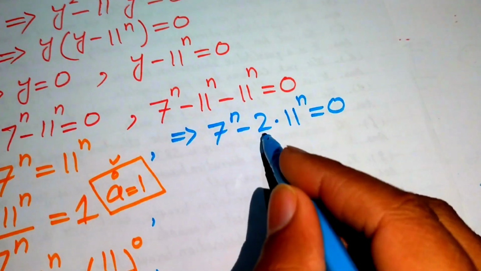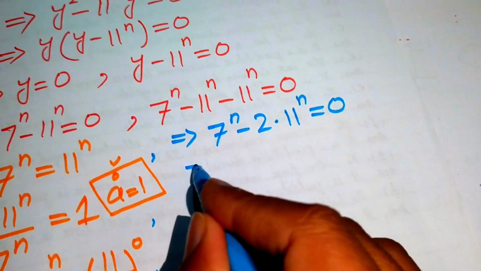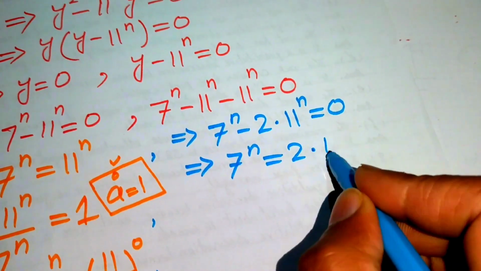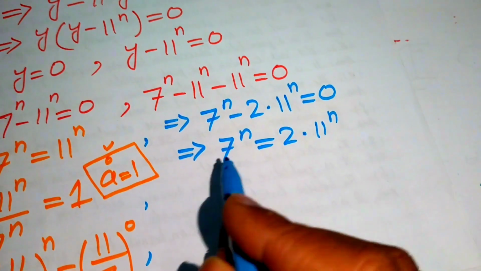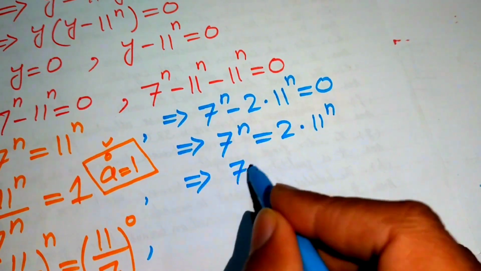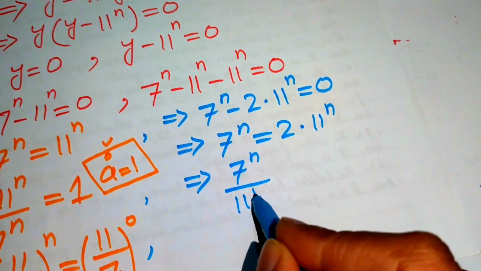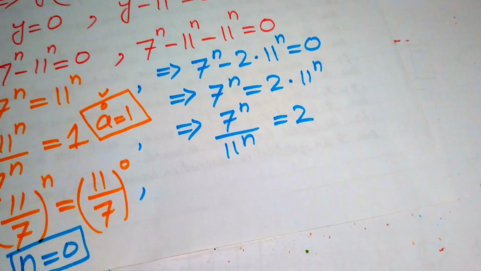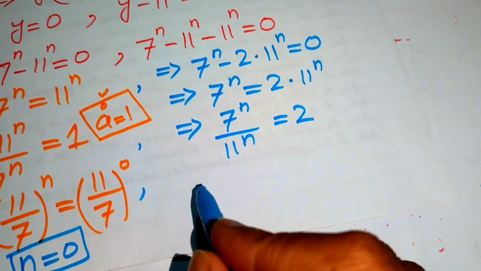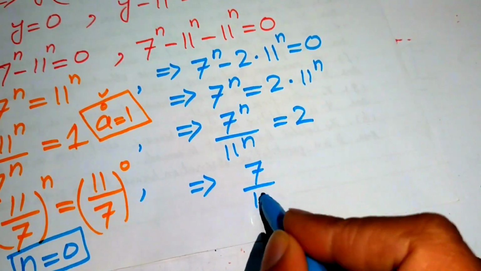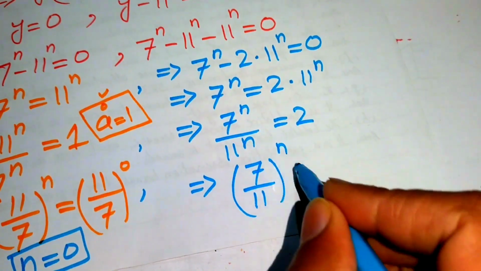So here we move this minus 2 times 11 to the power of n to the right hand side, and we get 7 to the power of n equals 2 times 11 to the power of n. Here we move this 11 to the power of n to the left hand side, and we get 7 to the power of n over 11 to the power of n equals 2. And because we need to find the value of n, we first combine the exponent of both of these terms, and we get 7 over 11 and its whole power n equals 2.